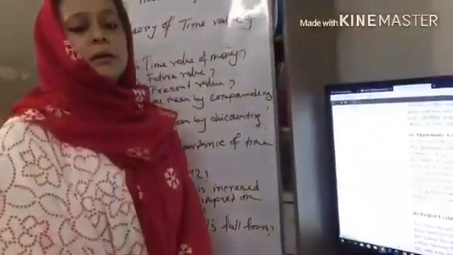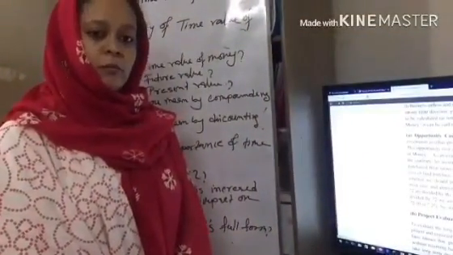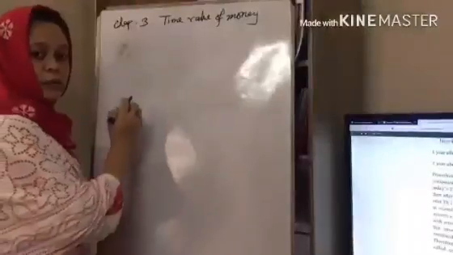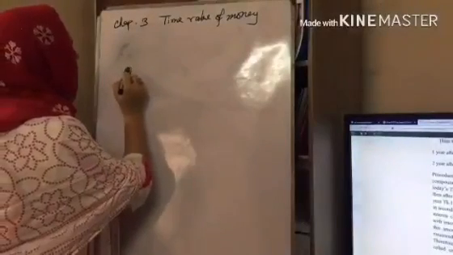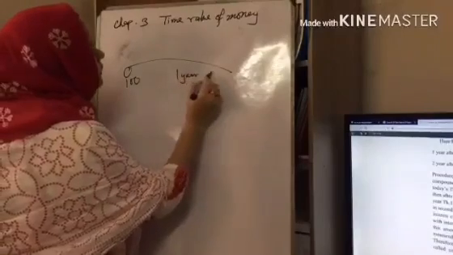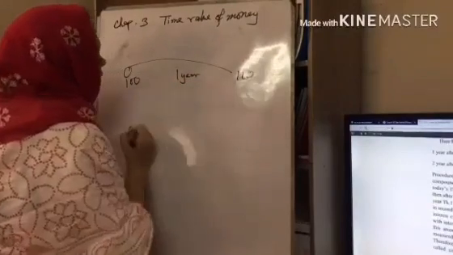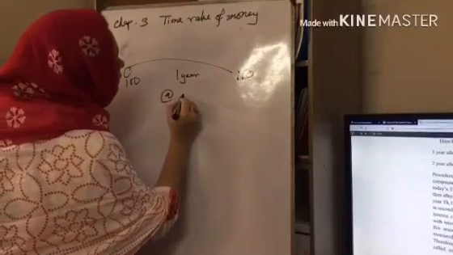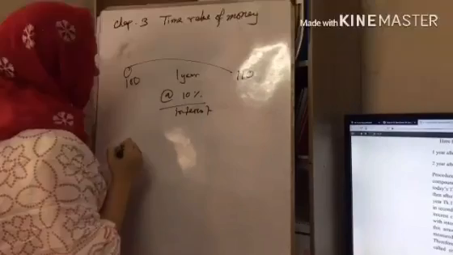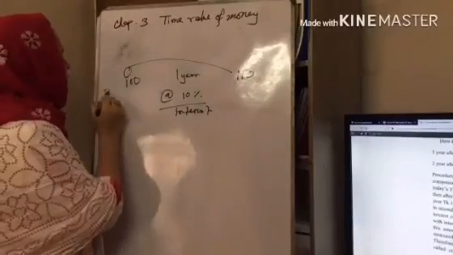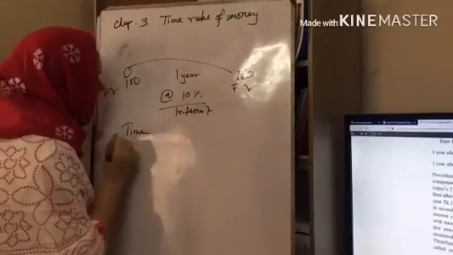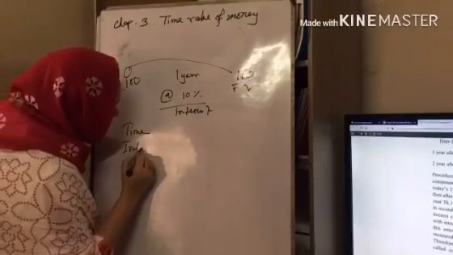All these are the theories of time value of money, and there are so many more. I will tell you later. I will show you that today I have 100 taka, and after 1 year that will be 110. It means an interest rate of 10% is used. So I can say there are two reasons: one is time and another is interest rate.